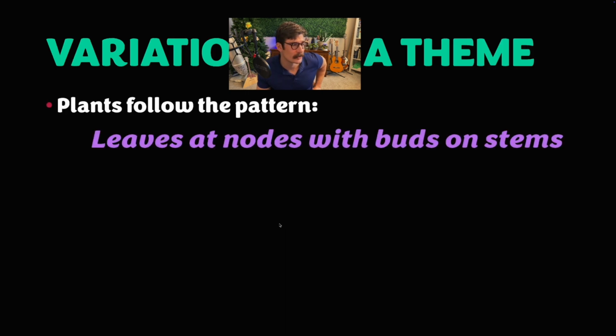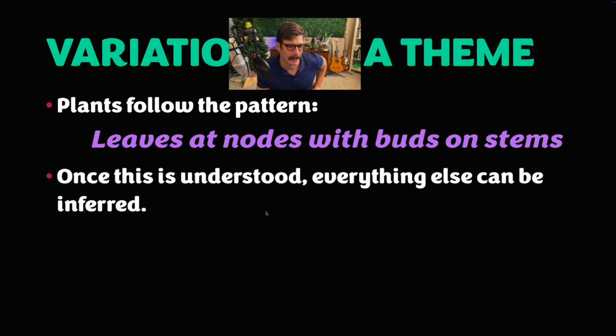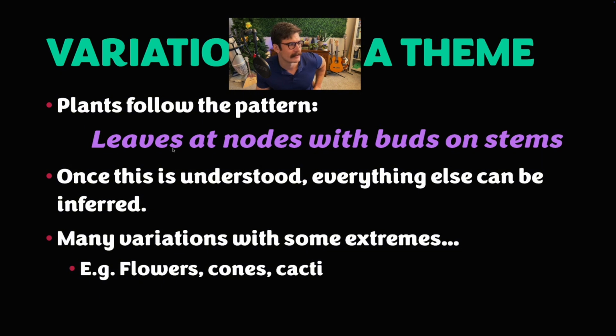So basically, I told you everything that a plant is, and everything is a variation on that theme. Plants follow the pattern of leaves at nodes with buds on stems. So a leaf is connected to the stem at a node, and at the base of the leaf is a bud. Everything follows that pattern. Once you know the pattern here in purple, everything else in the plant is exactly the same. It's just a crazy variation, and some of them are extreme.